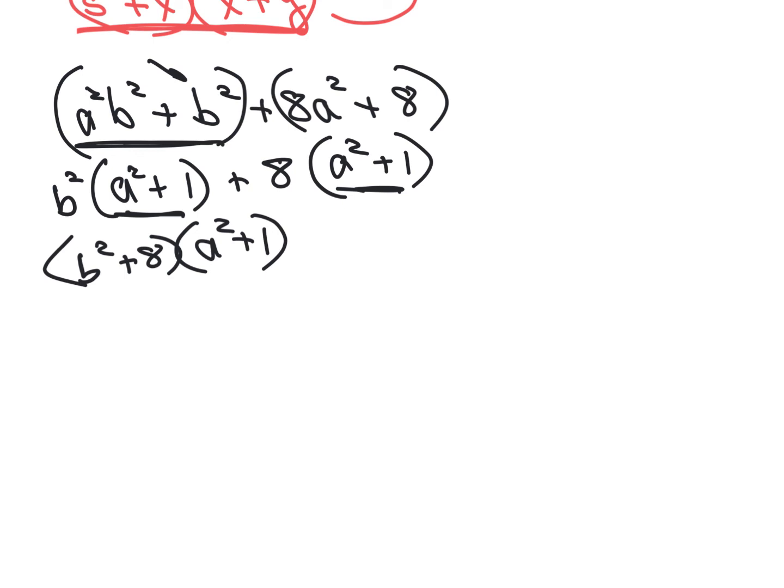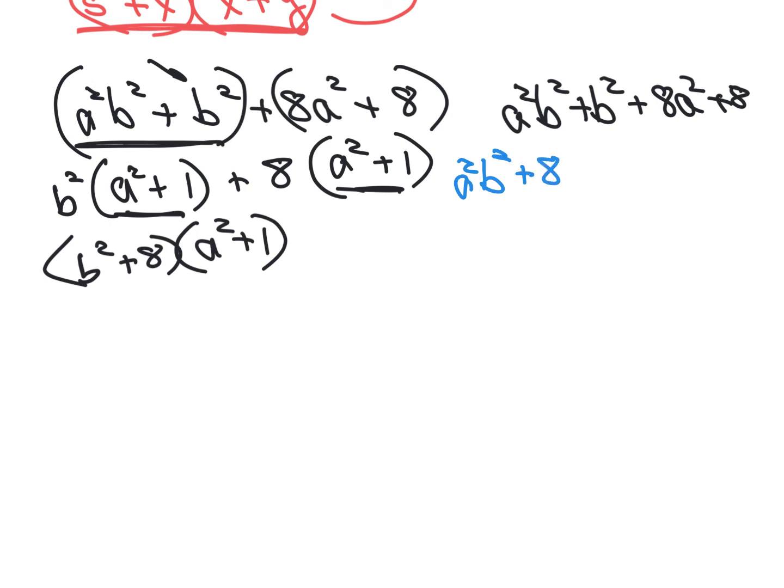Now what would happen if I were to take a squared b squared plus b squared plus 8a squared plus 8, and I were to put them in a different order than I did over here? What would that look like? Well, let's try that. I'm going to rewrite it in blue. So let's go a squared b squared plus 8a squared plus b squared plus 8.